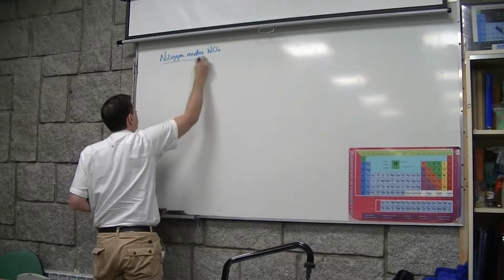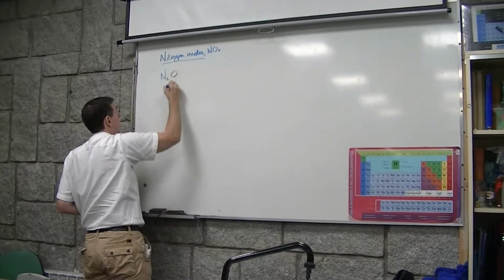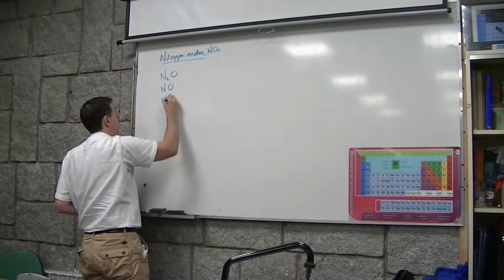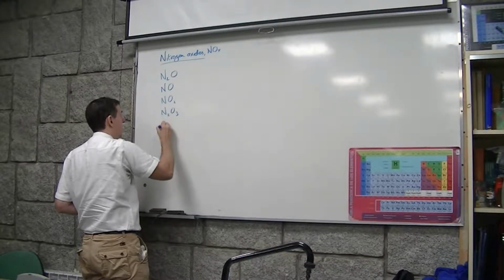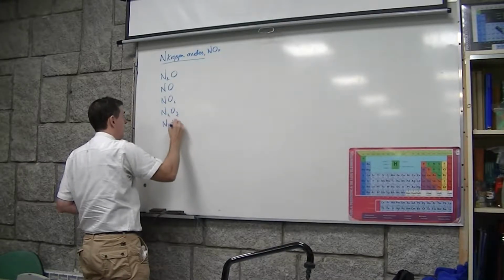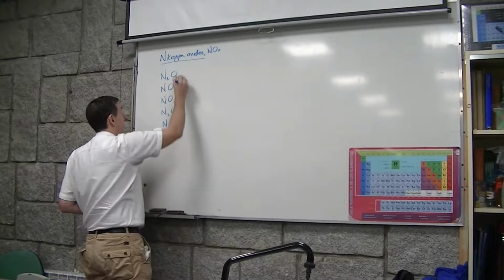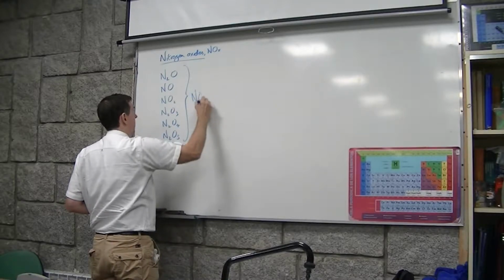All right, nitrogen oxides. NOx. As I said, there are lots of oxides of nitrogen: N2O, NO, NO2, N2O3, N2O4 and N2O5. So we can express all of those just by NOx.